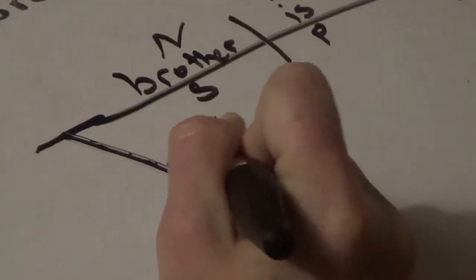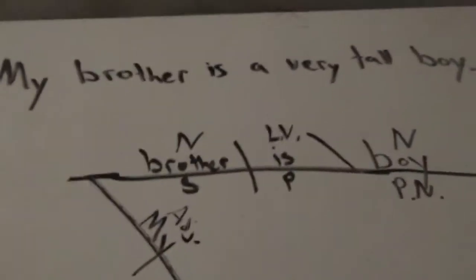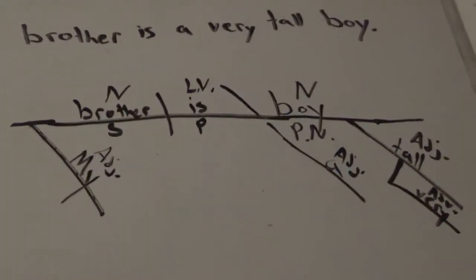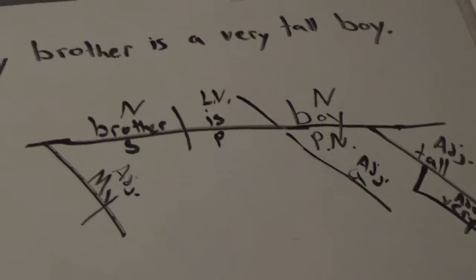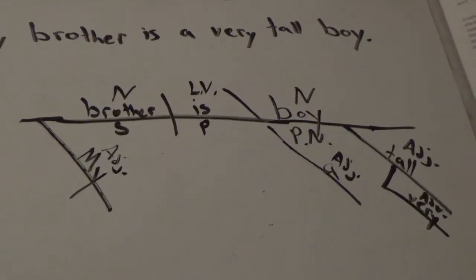Now we can add all of our modifiers. We have my, remember that we talked about how that's a possessive pronoun used as an adjective, but it goes on the adjective line, so we're going to call it an adjective. My brother is a boy, so a modifies boy. Tall modifies boy. What kind of boy? Tall boy. And then very is an adverb modifying tall. Tall to what extent or how tall? Very tall. All right, so my brother is a very tall boy. That is how we would diagram that sentence.